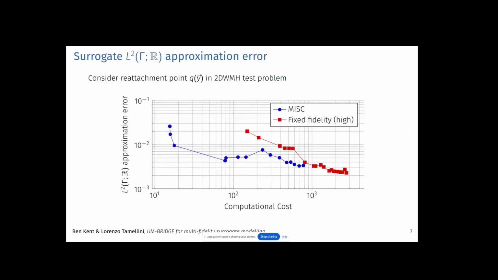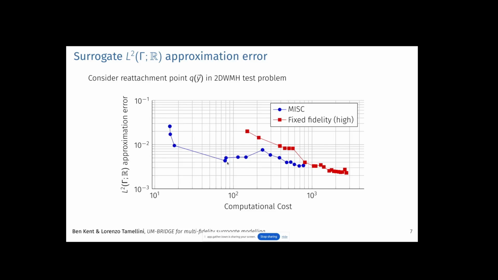So what happens if we apply this algorithm to our 2D wall-mounted hump test problem, where we're looking for this reattachment point? We apply it, and we're allowing our total computational cost to grow as we go through the algorithm, so we're adding more and more points. We start off, it's very cheap to form the approximation. We're limiting the computational cost, and our MISC algorithm selects to use these low fidelity approximations. And we see that we're able to start capturing the behavior, and the approximation error goes down.